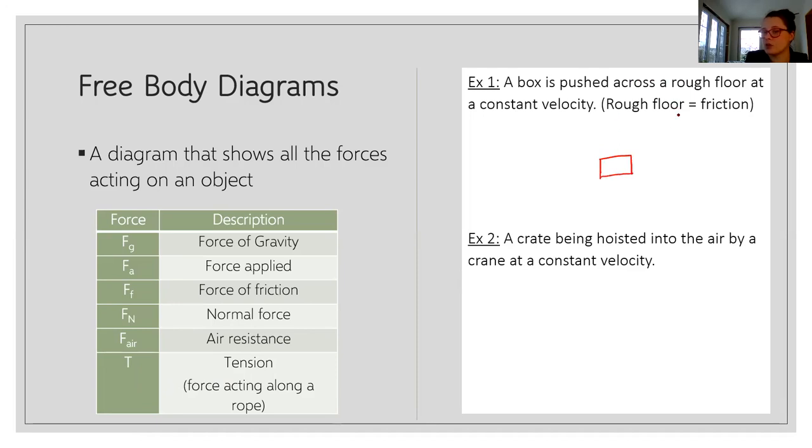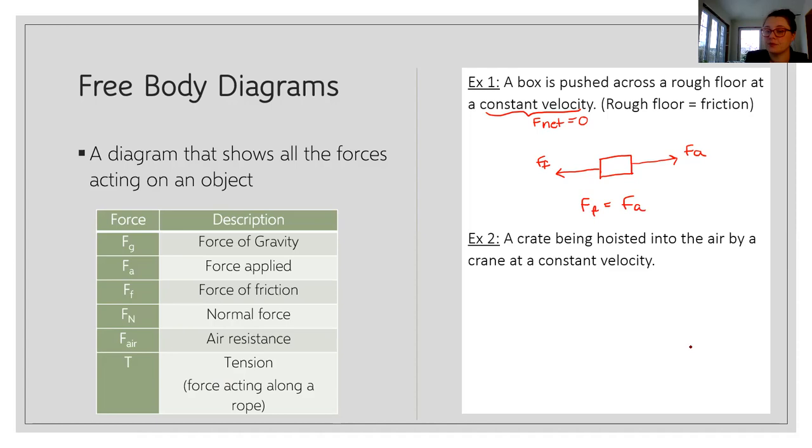It's across a rough floor, so there's friction, but it's being pushed. So I tend to draw my arrows out from this, pointing out from the box. So I know it's being pushed, so there's a force applied. Constant velocity, we had that back earlier. Newton's first law says if there's a constant velocity, F net equals 0. So that means if the net forces are 0, the applied force should be equal to the force in the other direction, which would be the force of friction. Friction is always opposite the motion. So the forces are equal. So force of friction is equal to the force applied.